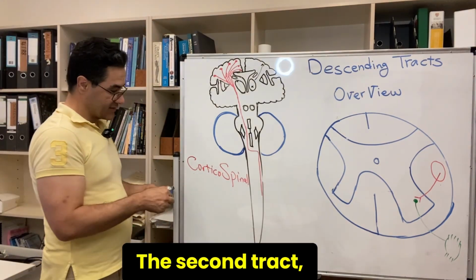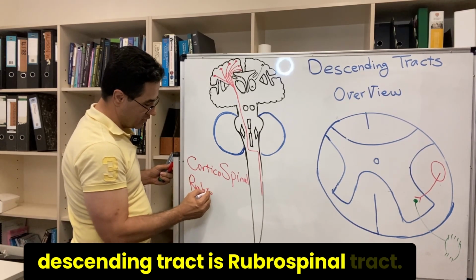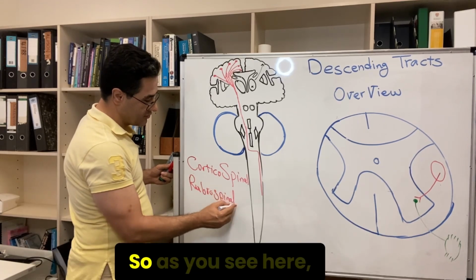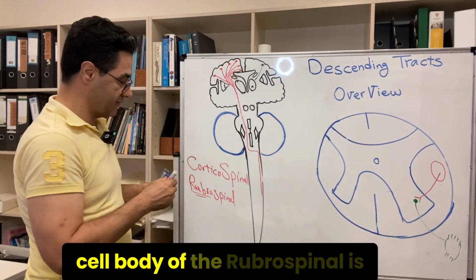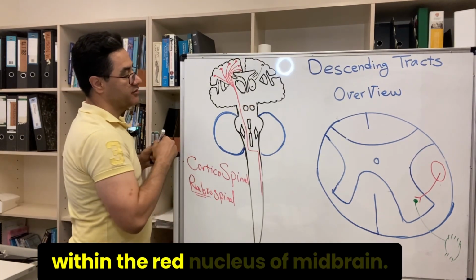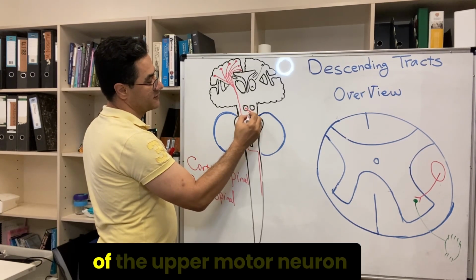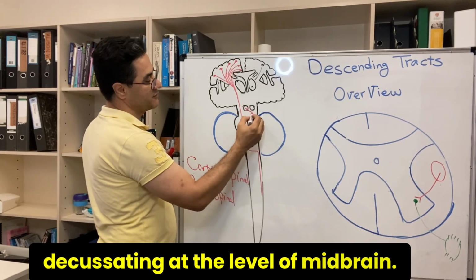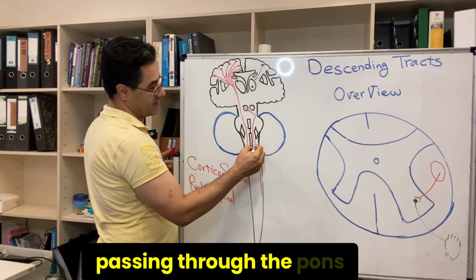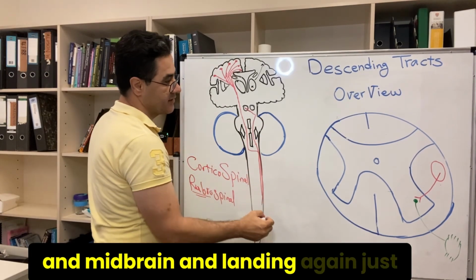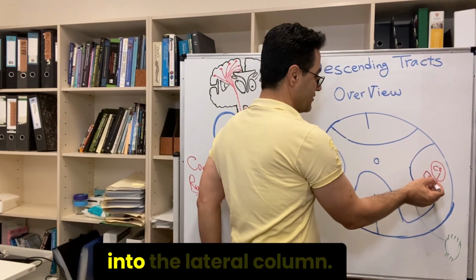The second descending tract is the rubrospinal tract. As you see here, rubro means red nucleus, so the upper motor neuron cell body of the rubrospinal is within the red nucleus of the midbrain, and then the axon of the upper motor neuron decussates at the level of the midbrain, and then it runs all the way down, passing through the pons and medulla and landing again just next to the corticospinal tract into the lateral column.